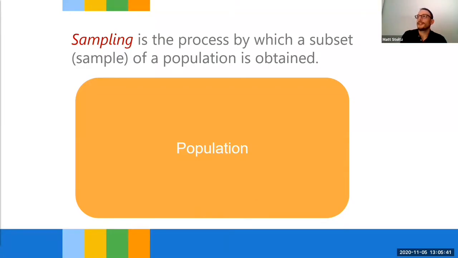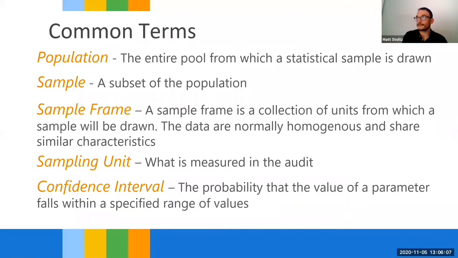So we have a population. Sampling is the process by which a subset, or the sample, is obtained. So you have your population. This is a representative sample. In order to not look at everything in this huge population, we identify a sample that will help give us a better understanding of the population as a whole. Some common terms related to sampling: population, again, the entire pool from which we're going to pull our sample. The sample itself, the subset of the population.